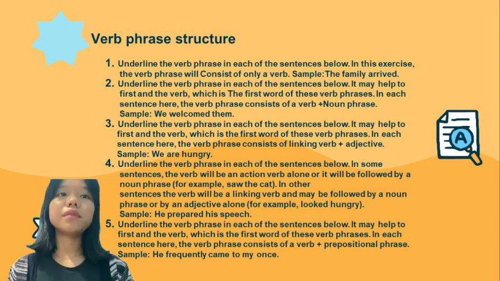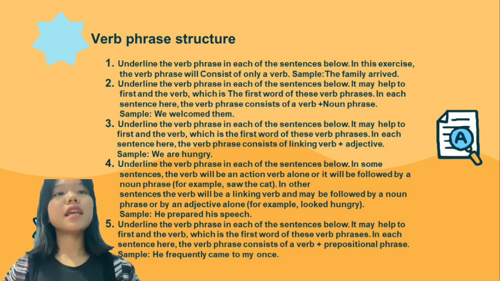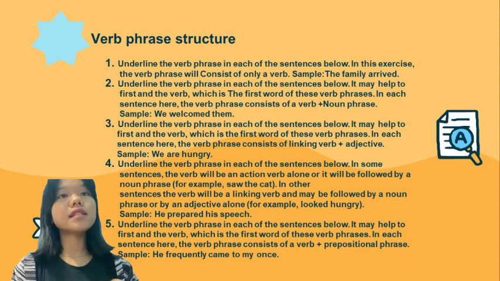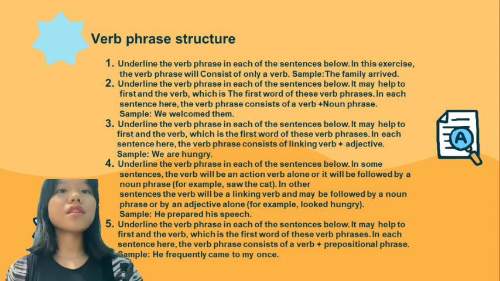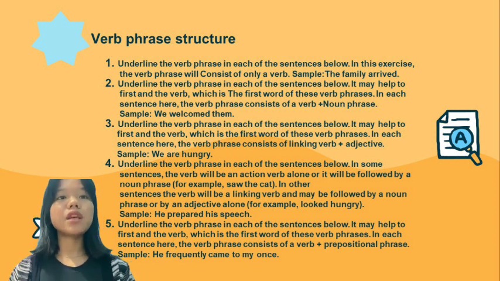It may help to first find the verb, which is the first word of the verb phrase. In each sentence here, the verb phrase consists of a linking verb plus adjective. Sample is: we are hungry.